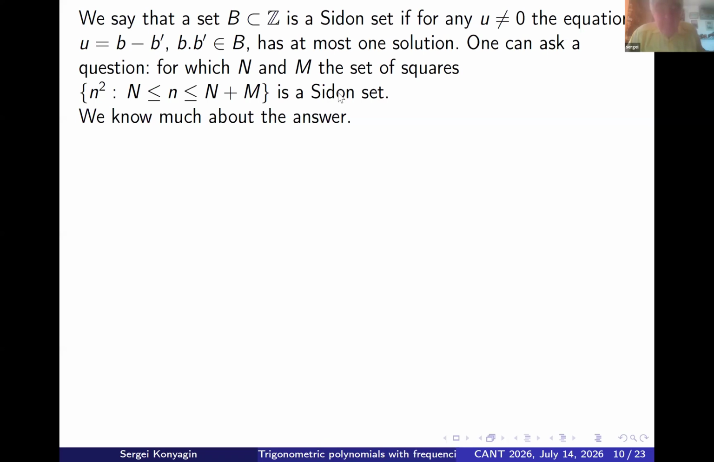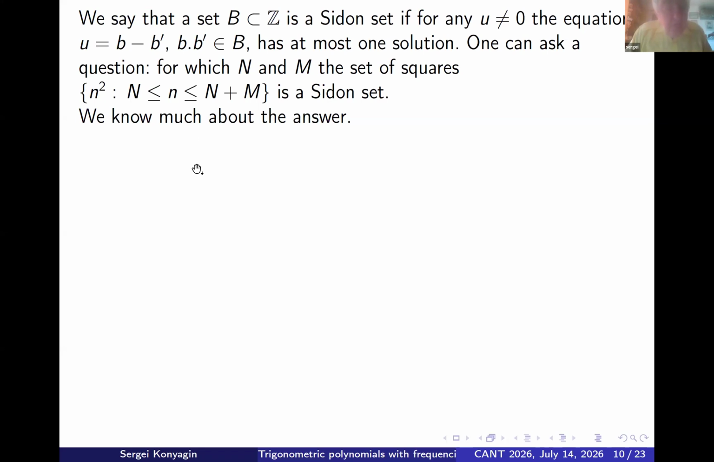Now we say that a set A is a Sidon set if for any non-zero u, this equation has at most one solution. Actually, we all know this notion, and from the earlier discussion it is clear that any Sidon set is a lambda 4 set. It is a particular, extreme case of a lambda 4 set.